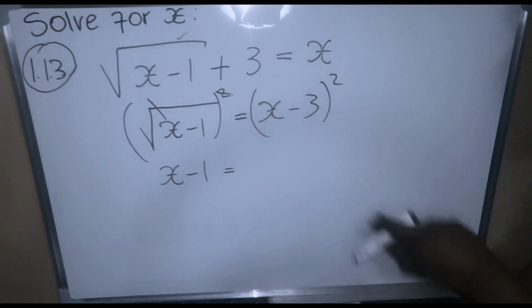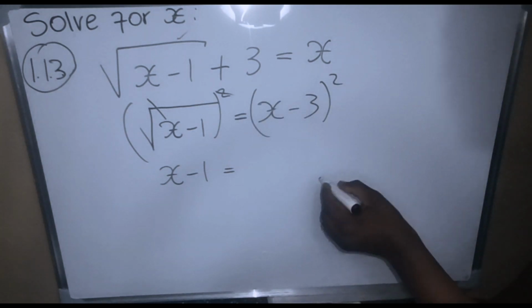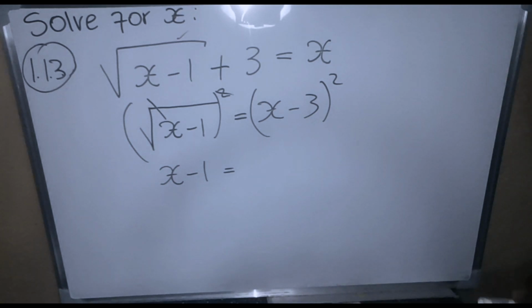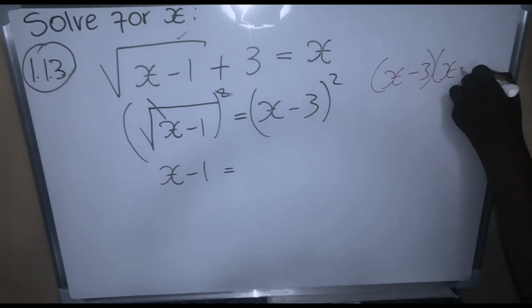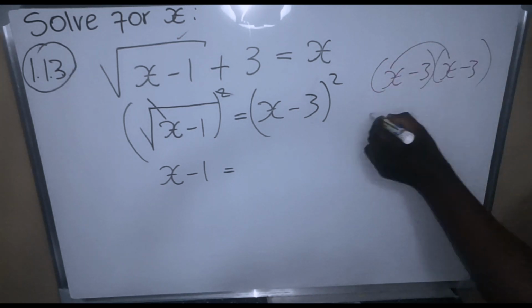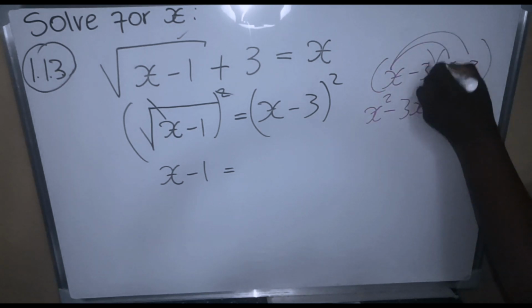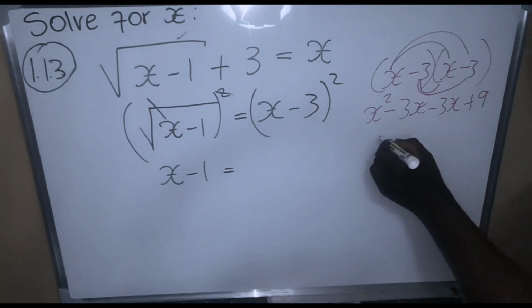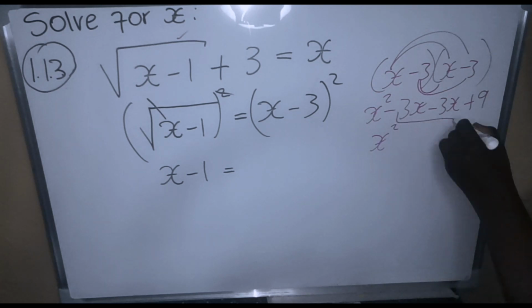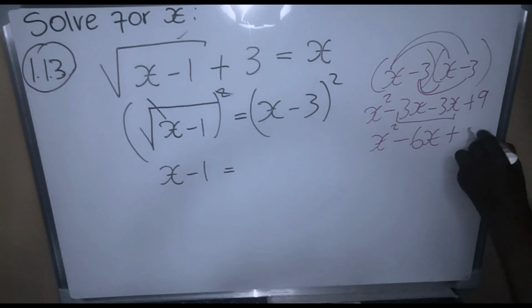x minus 3 squared. This is our foil here. Or I can also foil it as one x minus 3, x minus 3. Here, x times x is x squared. x times negative 3 is negative 3x. Negative 3 times x is negative 3x. Then negative 3 times negative 3 is positive 9. Then you add like terms. These are like terms: negative 3x minus 3x is negative 6x, plus 9.